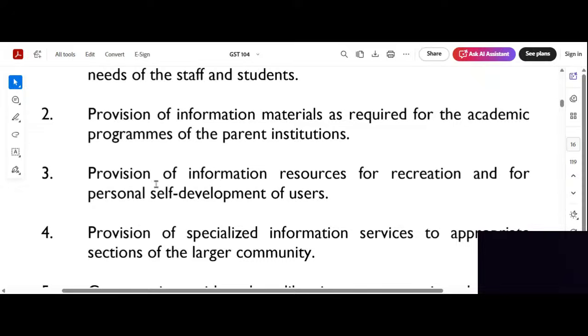The third one is provision of information resources for recreation and for personal self-development of users. Provision of information resources that are meant for recreation. Maybe you are bored. Say, let me go and read a novel. Let me go and read a book. Or some of your friends have started insulting you. You don't know how to address people in public. You don't know how to talk in public.